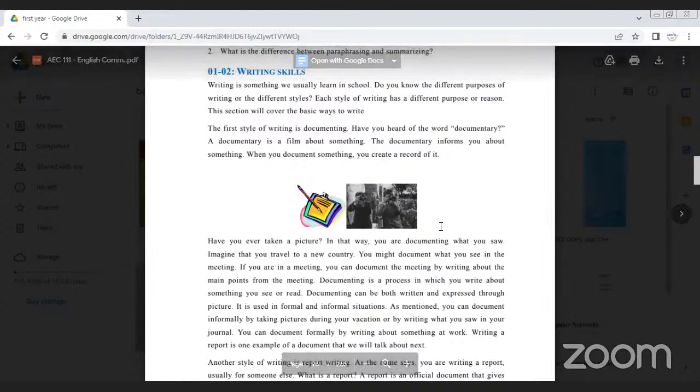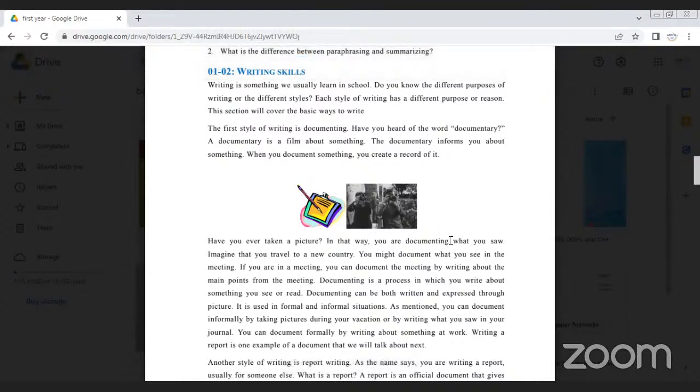The first style of writing is documenting. How to document your collection. Have you heard of the word documentary? A documentary is a film about something. The documentary informs you about something. When you document something, you create a record of it.